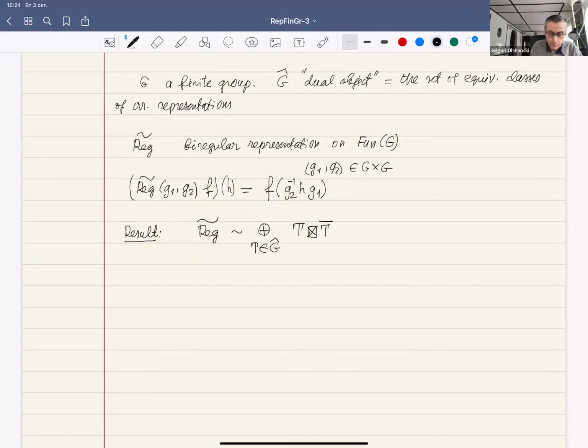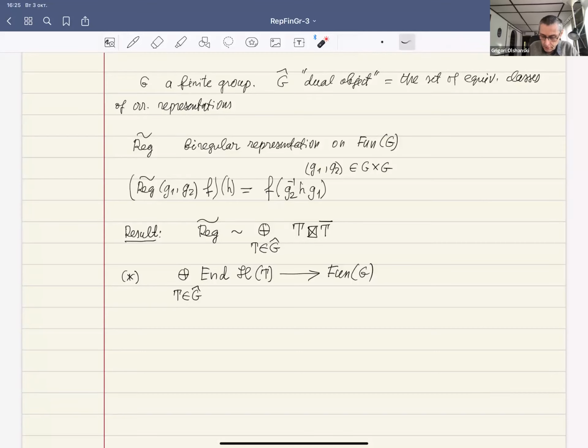And this is proved by constructing explicitly a map, which I denoted by star, from the direct sum of the matrix spaces, the spaces of operators on our representation spaces over T in G hat, to the space of functions, which is a linear isomorphism and also an isometry with respect to a scalar product, and also an intertwining operator, because we have an action of this group on each of these spaces, and hence on the whole direct sum, and the same group also operates here.